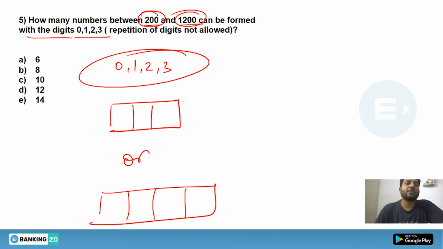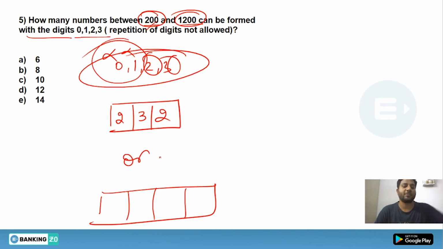So if you are choosing a 3-digit number, the first place has two possibilities. Either 2 will come or 3 will come, because 1 and 0 will be debarred, since the number has to start from 200. And from the next place, since you have selected one number from these two, all the 3 remaining numbers are possible, and the rest 2 will be possible for the third place. Now you have found that there will be 12 possible cases where you can arrange a 3-digit number with the help of these digits, starting from 200.